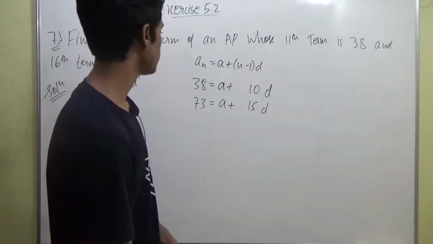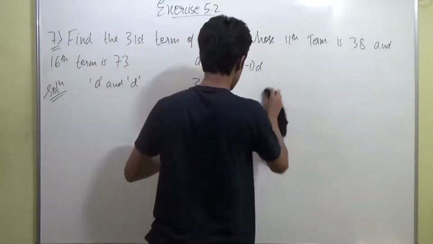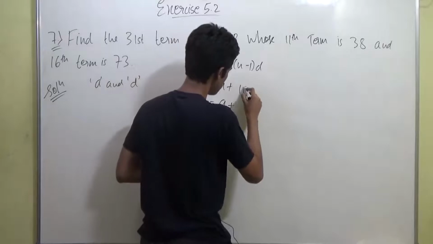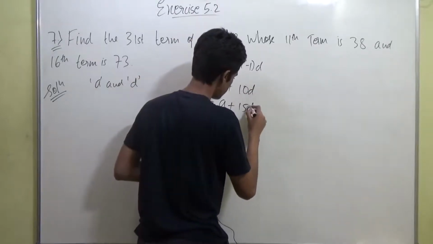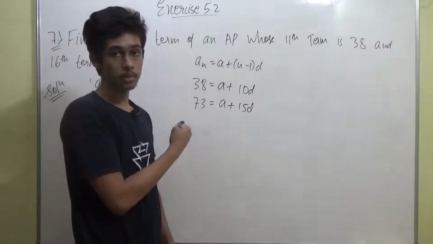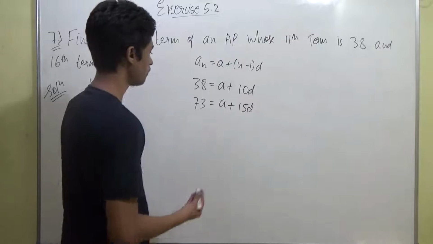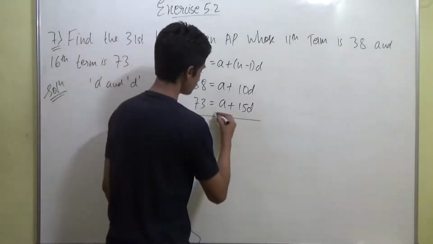Okay, so it's 15d, right? So I'll rewrite it, 10d and 15d. Now we have to find the value of a and d. So this is like a pair of linear equations in two variables. You can find the value of a and d easily, right? We'll do the elimination method here.